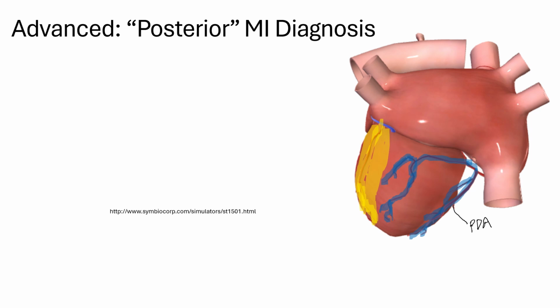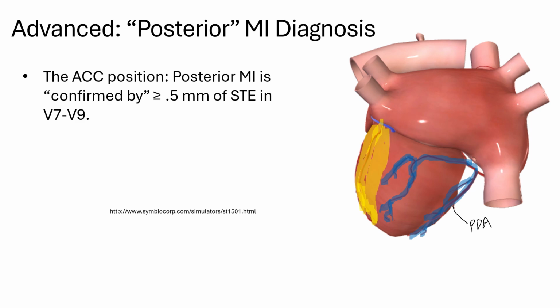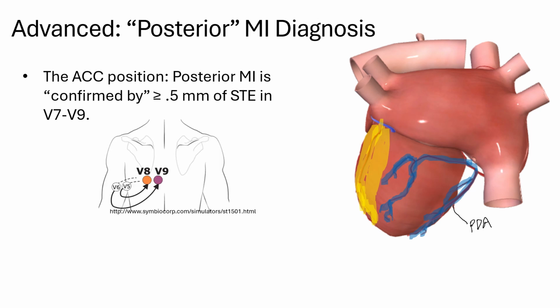Now some advanced points on posterior MI diagnosis. You may be asked to obtain posterior leads if you're concerned about posterior MI, and the ACC kind of has it both ways with this, noting that depression in V1 through V3 is concerning, but noting that the finding is confirmed by 0.5 millimeter of elevation in these posterior leads under the left scapula, as shown in this picture. We don't have posterior leads on the ECG for a reason in general. All the distance and error between the back of the heart and the electrodes makes these tracings difficult to interpret.